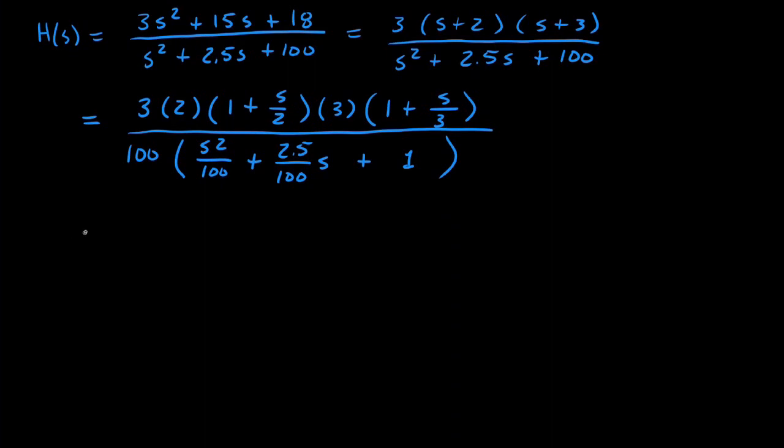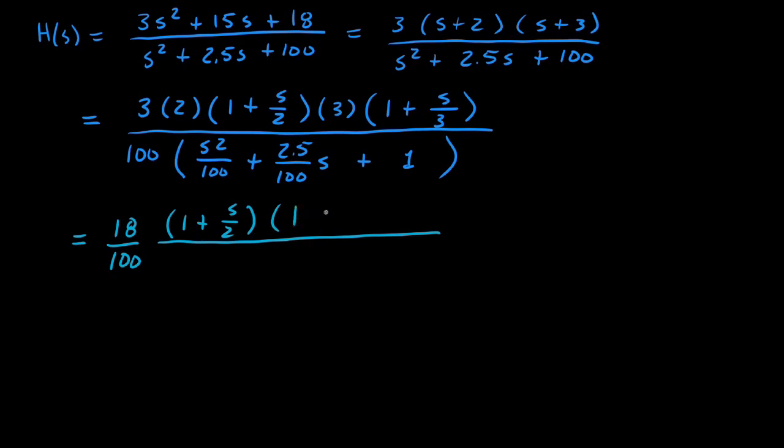So we got some more work to do. I'm going to have an 18 now over 100, right? So I have 3 times 2, which is 6, times 3 is 18. That's where that 18 comes from. And I have the 100 there. And so then I'm going to have the same thing I had above there, 1 plus s over 2. That is my simple zero at 2 radians per second. And I have another simple zero at 3 radians per second. Right, and then I can reorganize in the denominator, just flip it around and say that's going to be 1 plus 2.5 over 100 s, and then plus s squared over 100.